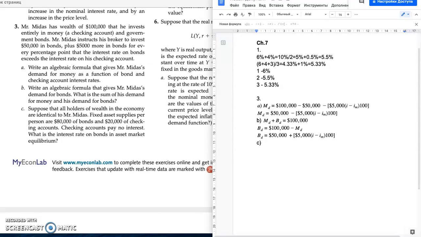Sub-question C. Suppose that all holders of wealth in the economy are identical to Mr. Midas. Under this condition, we can find the asset market equilibrium. Fixed asset supplies per person are 80,000 of bonds and 20,000 of checking accounts. This can be solved either by setting money supply equal to money demand or by setting bond supply equal to bond demand. In our situation, we use money demand equals money supply. We have 20,000 of checking accounts, so in the condition MD equals MS, it will also be equal to $20,000.